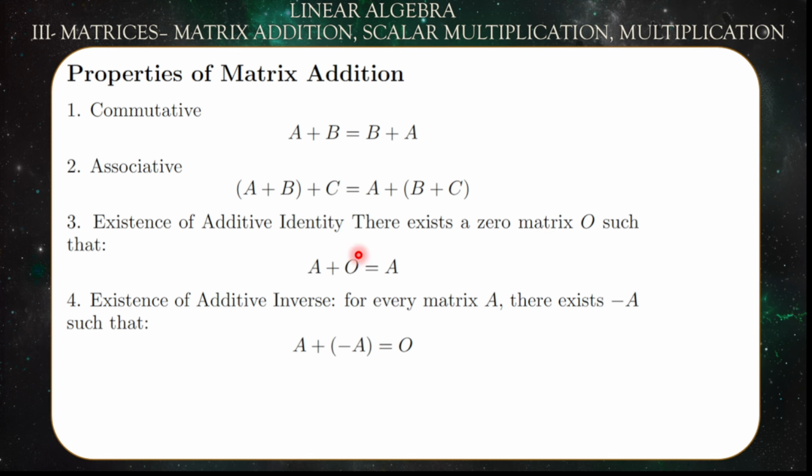Okay? It's a null matrix. Existence of additive inverse: for every matrix A, there exists minus A such that A plus minus A is equal to the zero matrix. Okay, zero matrix meaning that A plus minus A would give you a zero matrix with all elements equal to 0.